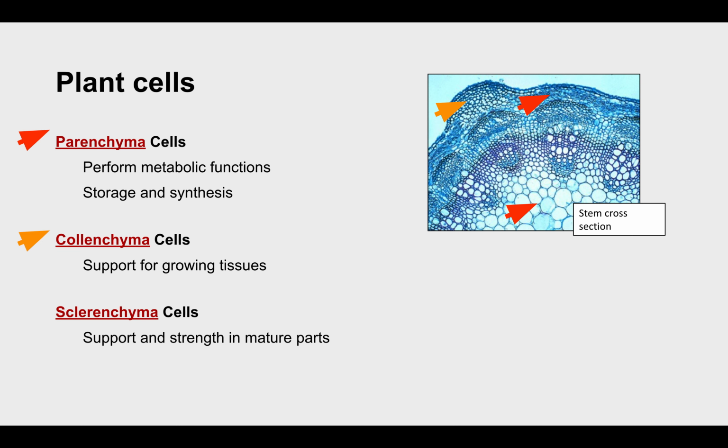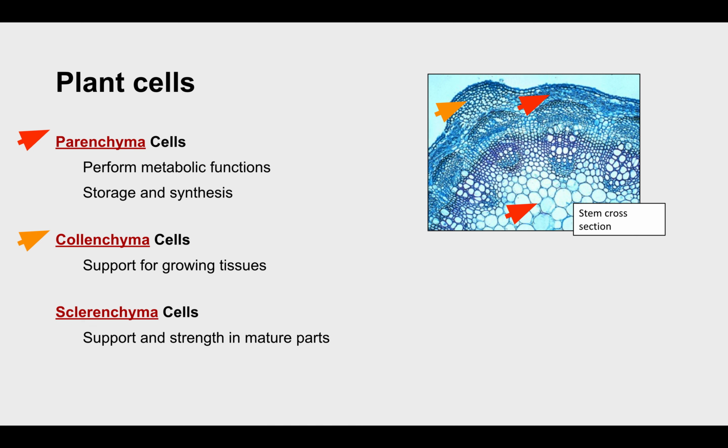We might see them as clumps on the edges of our cross sections here. This one's always a little bit harder to distinguish in a cross section. So if this was a celery cross section, this might be those strings of the celery.